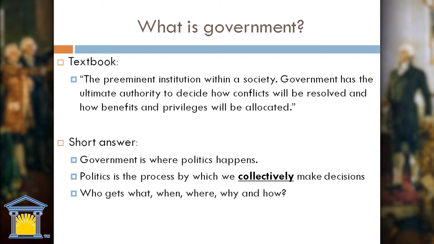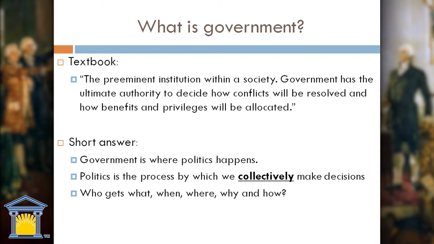There's nothing inherently incorrect about the way that the textbook has defined this term. But it's a little bit clunky and confusing. So I want to simplify it for our purposes here, right? So, when someone asks you, what is government? The short answer is that government is where politics happens, right? The medium-length answer is that government is the institutional setting within which politics takes place.